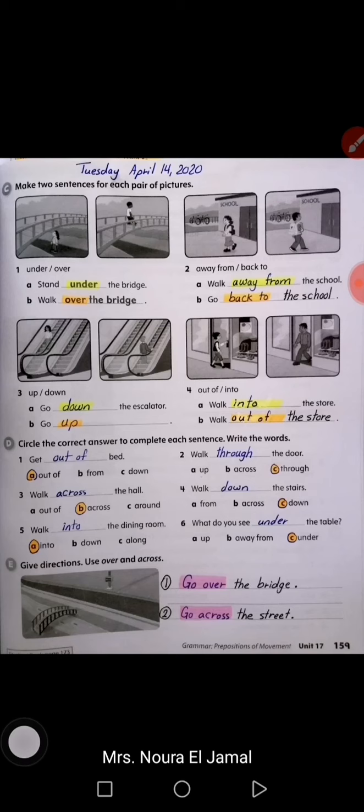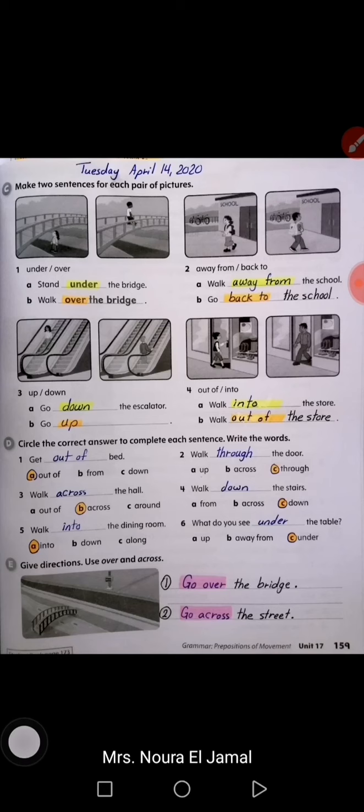Number 2, away from and back to. Walk away from the school. The first picture here on the left side. The other one, go back to school. Number 3, up and down. Go down the escalator and go up the escalator. Number 4, out of and into. Walk into the store. The other one, walk out of the store.